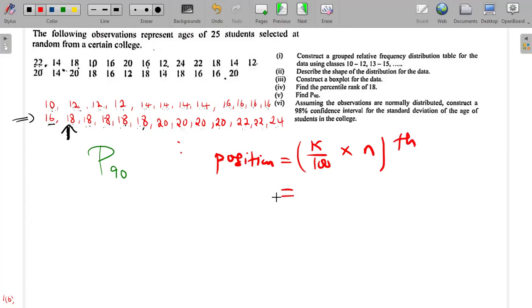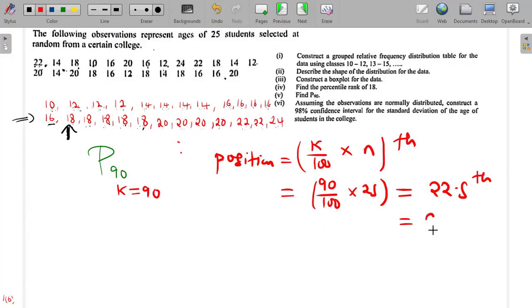In this case, I'm finding the 90th percentile, so my k is 90. It will be 90 over 100 multiplied by 25. This will be the position. That gives me 22.5. Since this is not an integer, we move to the next higher integer, which is 23. So the 23rd number is here.